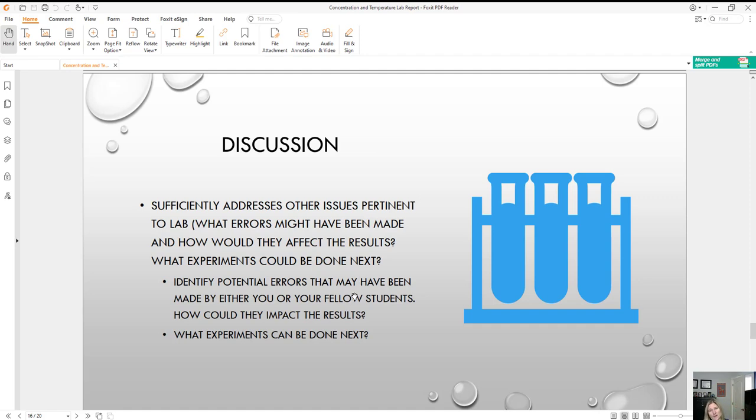I don't know if that would change the results, but maybe it could have. Some students may have grated the potato instead of blended it. Could that have affected the results? I don't know. Maybe somebody didn't have test tubes, so they used a different device.